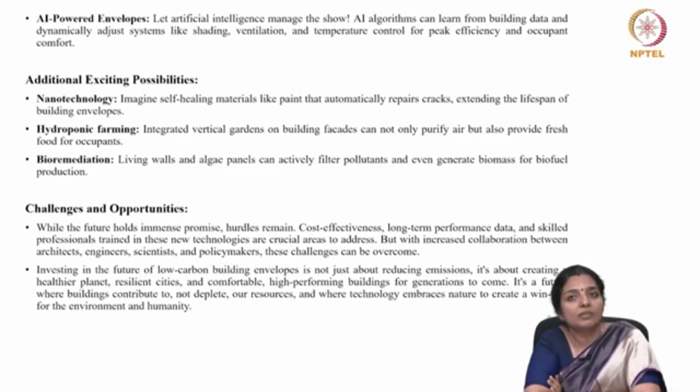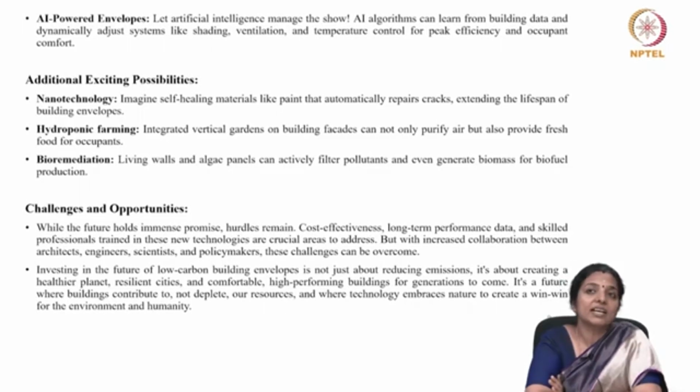Additional exciting possibilities include nanotechnology like self-cleansing glass, and self-healing materials like paint, which automatically repairs cracks, extending the lifespan of building envelopes. Hydroponic farming can be integrated with vertical gardens. Bioremediation, like living walls and algae panels, can actively filter pollutants and even generate biomass for biofuel.